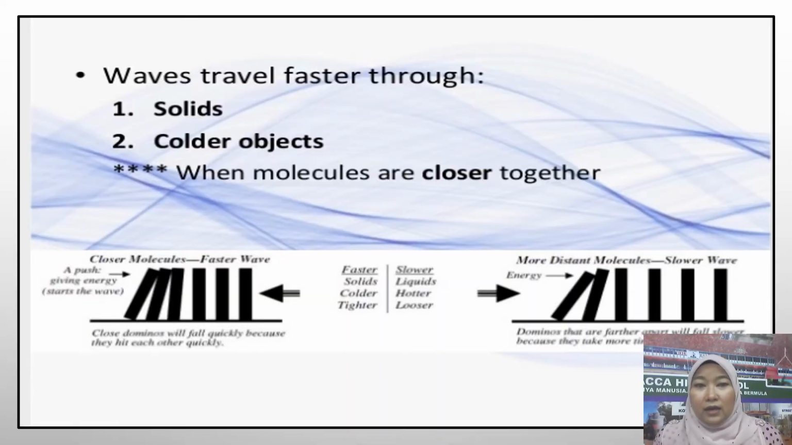Waves travel faster through solid and colder objects. Why? Because the molecules of solid and colder objects are closer together compared to liquid and gas. So waves travel faster through solid and colder objects.